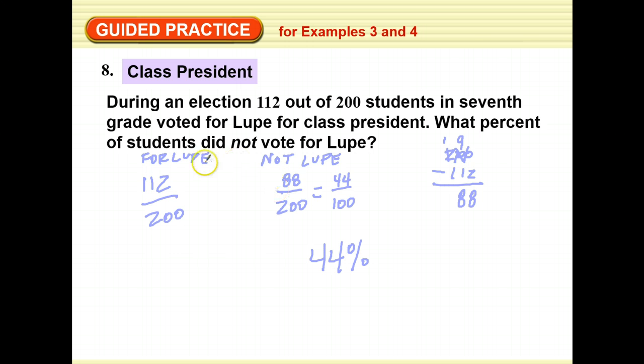Now, there's another way we could have done this. We could have initially said, okay, how many voted for Lupe? Well, if 200 voted, how many would have voted if there was 100? Well, we take 112 and divide that by 2, and you're going to end up with 56. So 56% voted for Lupe. And then you could say, well, what number didn't? Because the whole thing has got to add up to 100%. So 100 minus 56 is 44. So this is how many voted for Lupe, and this is how many did not vote for Lupe.